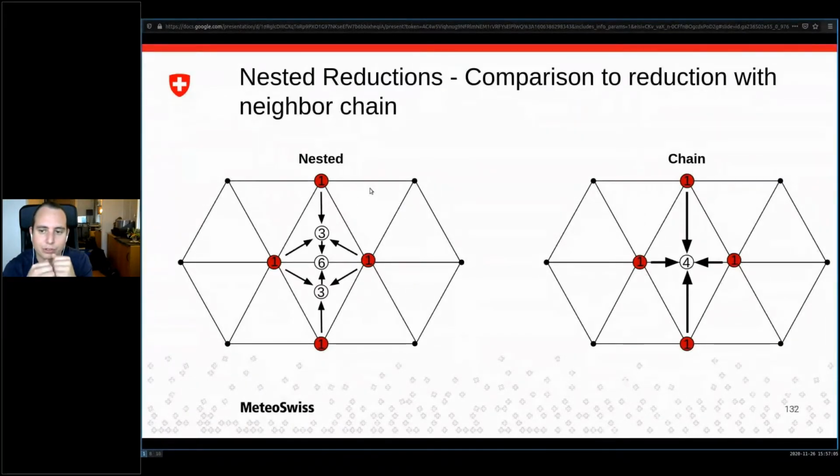So maybe another way to look at this would be here, the neighborhood is kind of like a set. Each element may only appear once. Whereas here in the nesting, these values on the side are double counted. So this would not be a set of neighbors in the strict sense.